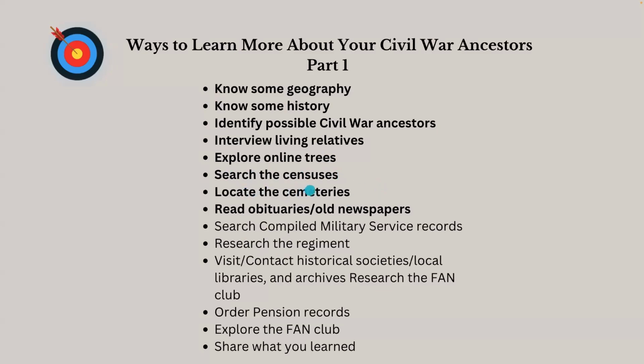The importance of interviewing your living relatives and exploring online trees, what you can learn from that. Searching these censuses is very important. And where are those cemeteries? Because that will provide you with a lot of information. And then make sure to read obituaries and old newspapers. So this is my plan for the day.